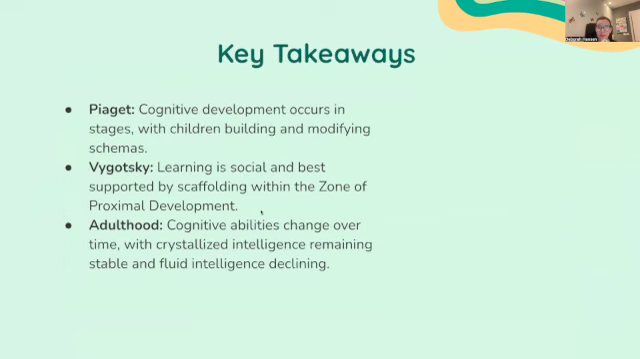So, little key takeaways we want to remember. We want to talk about Piaget. You want to be able to talk about the different stages that he talked about, that cognitive development occurs in stages with children building and modifying their schemas along the way. We want to know about Vygotsky: learning is social and best supported by scaffolding within the zone of proximal development. And we just want to talk about adulthood and how the impacts are there. Our cognitive abilities change over time, with crystallized intelligence remaining stable and fluid intelligence declining.